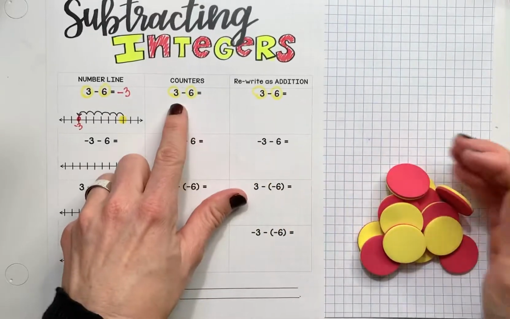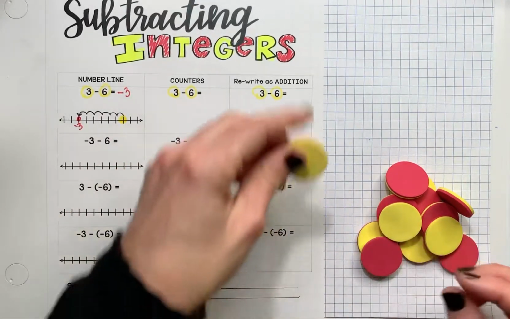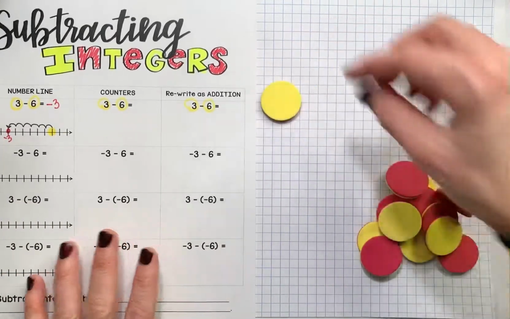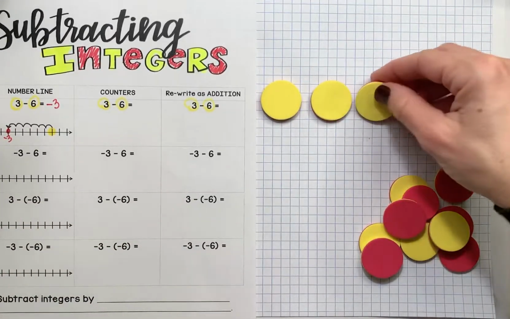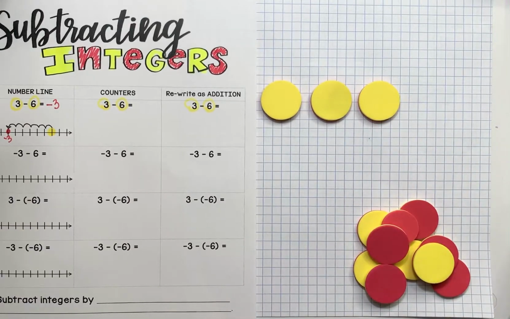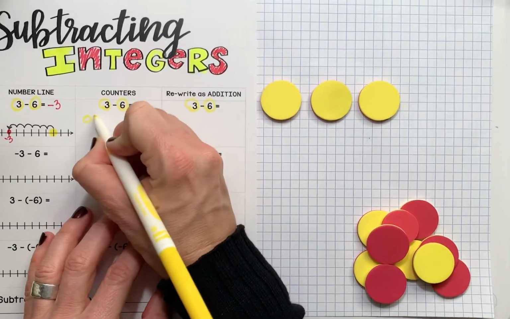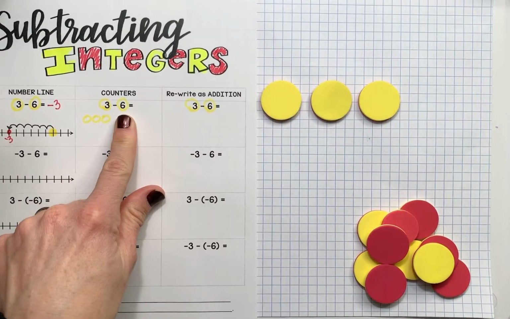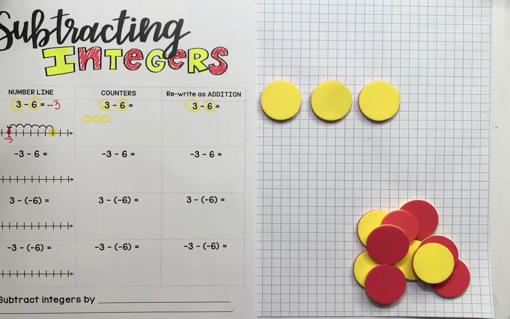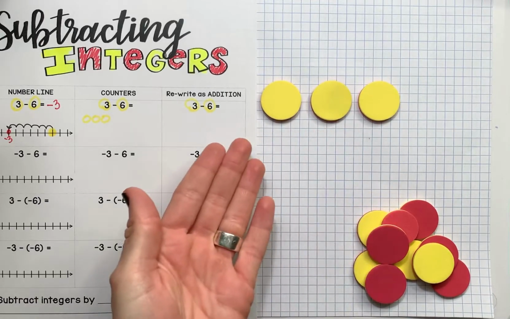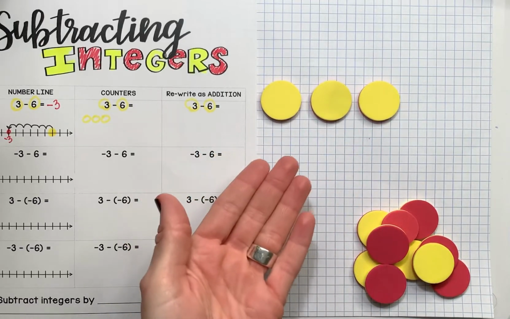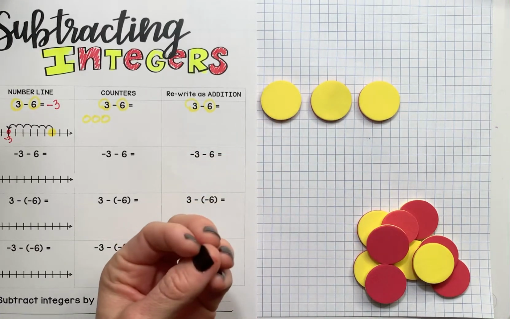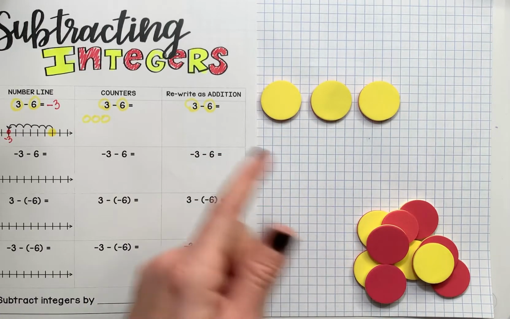Okay, so we're starting with 3 integer chips. So let me move this to the side. Here we have 1, 2, 3. Okay, so let me just draw that. 1, 2, and 3. Now, I need to take away 6. So I need to remove 6 positive integers. But as you can see, I don't have 6 positive integers to remove. I only have 3. So in order to take away 6, I actually need 3 more positives.